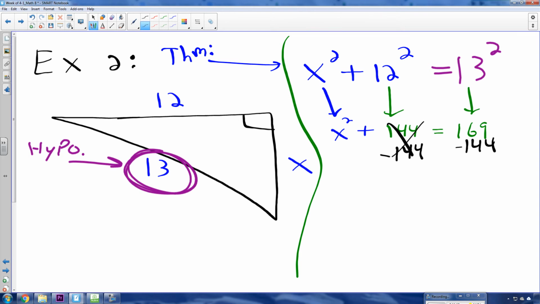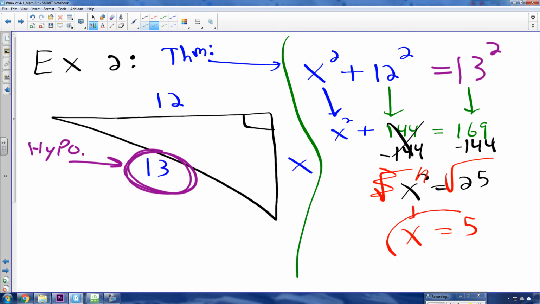169 minus 144 is actually, what is it? 25? Oh, and that's brilliant because 25 is what squared? 5 squared. Now, if we didn't know it, we would just square root both sides. Whatever you do to the left, you do to the right. Square rooting a square cancels out. So I'm going to cancel this with this and get just x. Square root of 25 is 5. That's my answer. So the actual other side of this triangle is 5 units long.